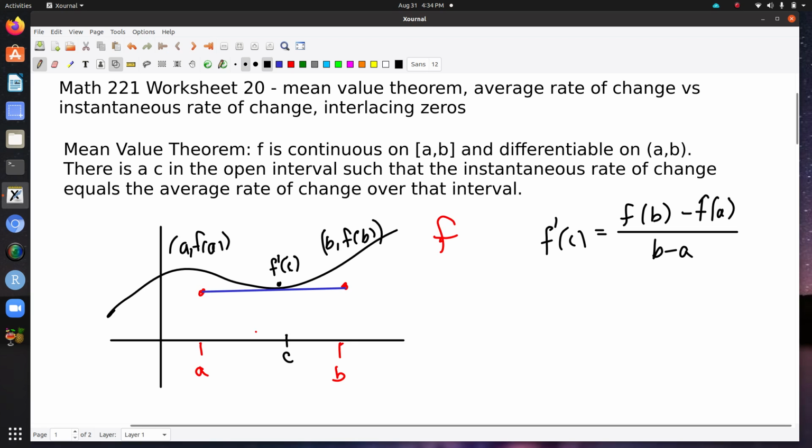We're saying that we can find a point somewhere between a and b. We're not allowing the endpoints here. It has to be between a and b, and it's going to have a slope. This tangent line is going to have the same slope as the secant line did. So that's what that means.